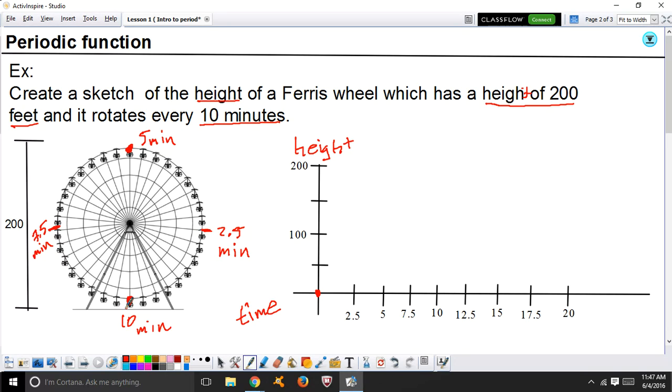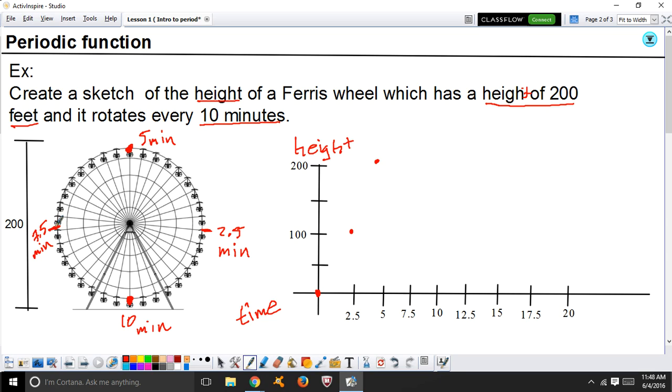Well, now, what's your height at 2.5 minutes? We know the whole Ferris wheel is 200. So that means right here, we're half of the height of the Ferris wheel. So that means that we are 100 feet. So at 2.5, we are at 100 feet. Where are we standing at 5 minutes? At 5 minutes, we reach the highest point, which is 200 feet. So at 5 minutes, remember x is my time frame. So at 5 minutes, we are at 200 feet.